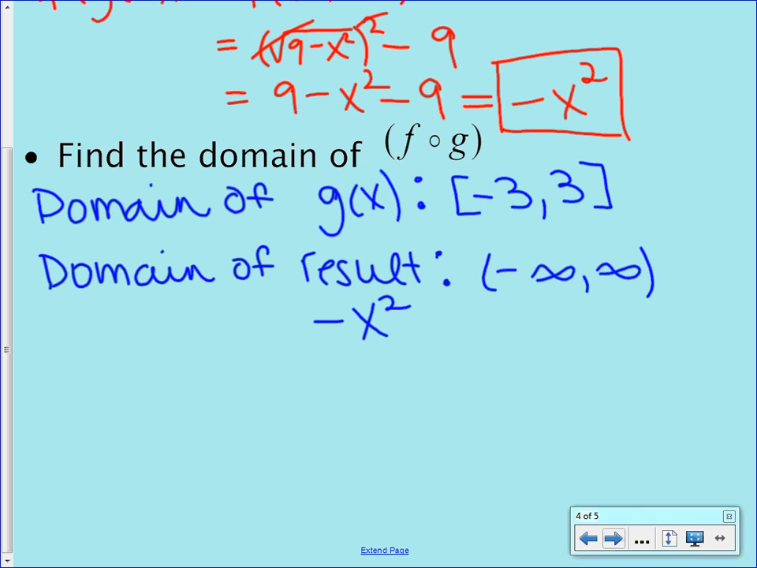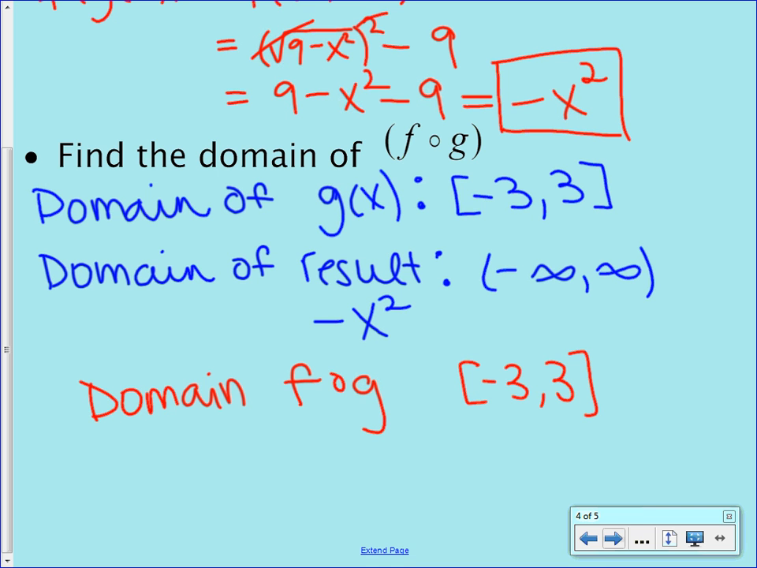So where do these two domains overlap? Where do they have numbers in common? Okay. Since this is all real numbers, it's easy, right? They overlap here. So the domain of f composed with g is where these two overlap. Okay? -x squared, just all by itself, has a domain of all real numbers, but since that's what we got as a composition, we can only plug in from -3 to 3. The composition of the two is restricted.